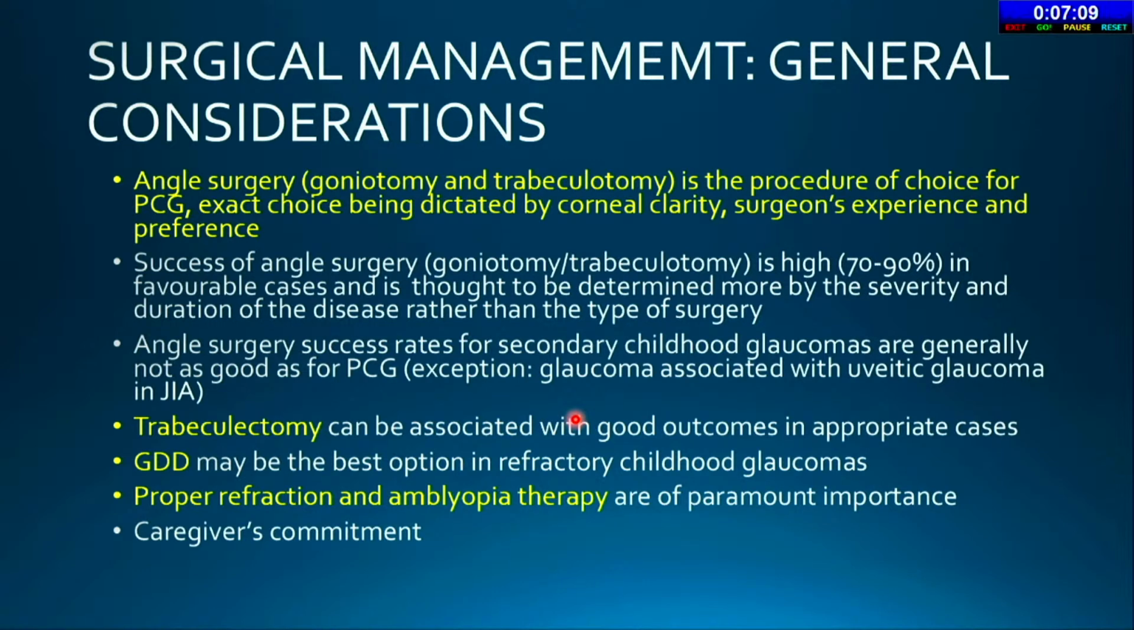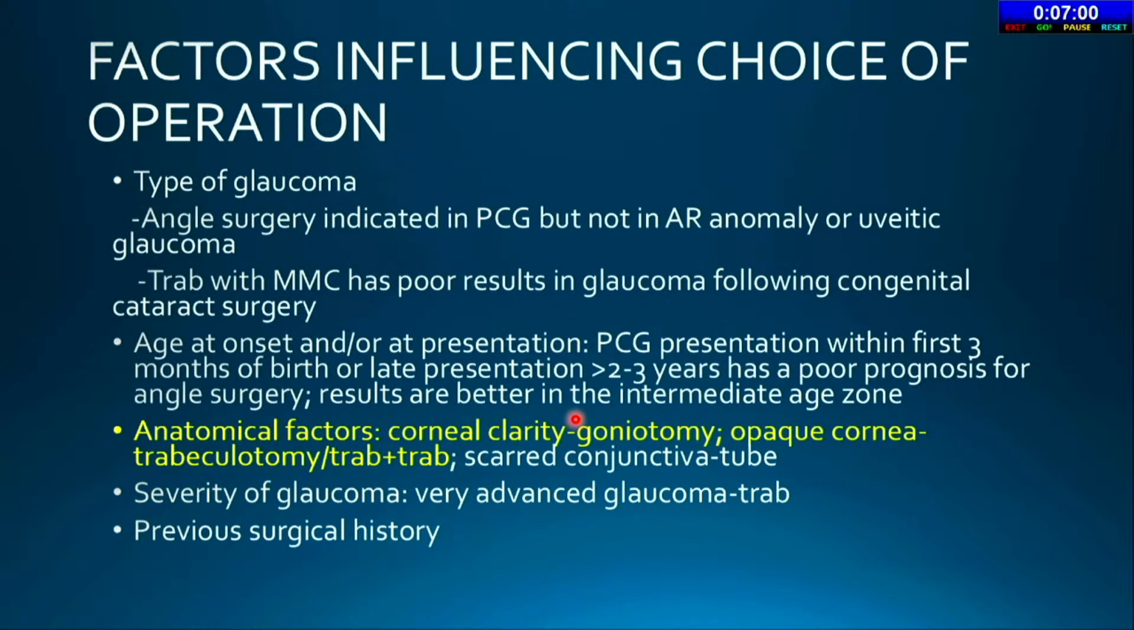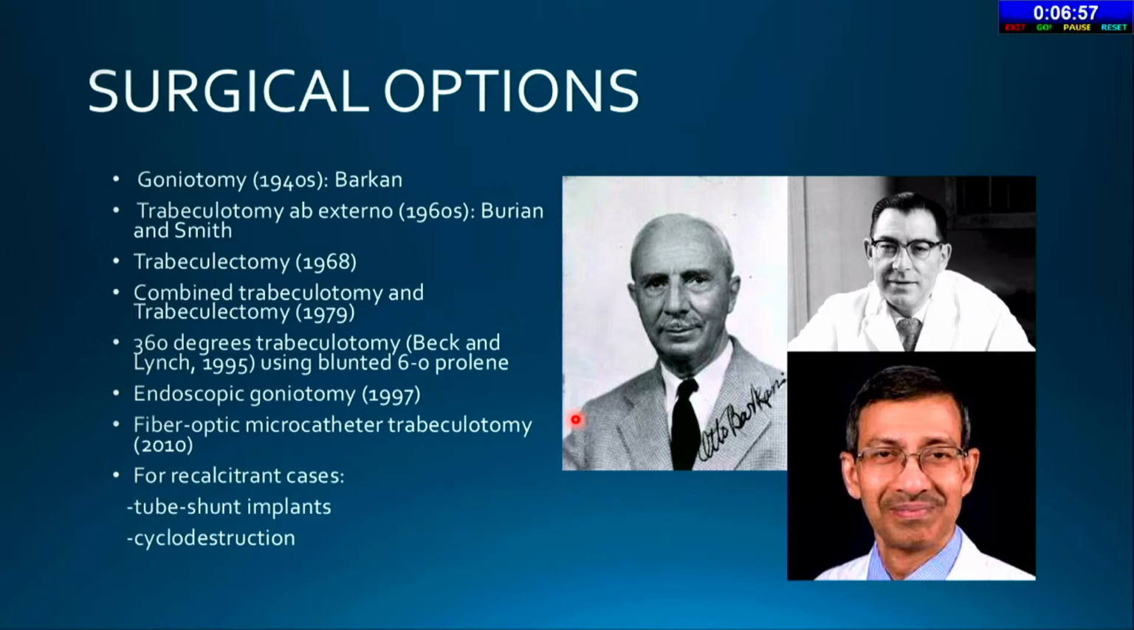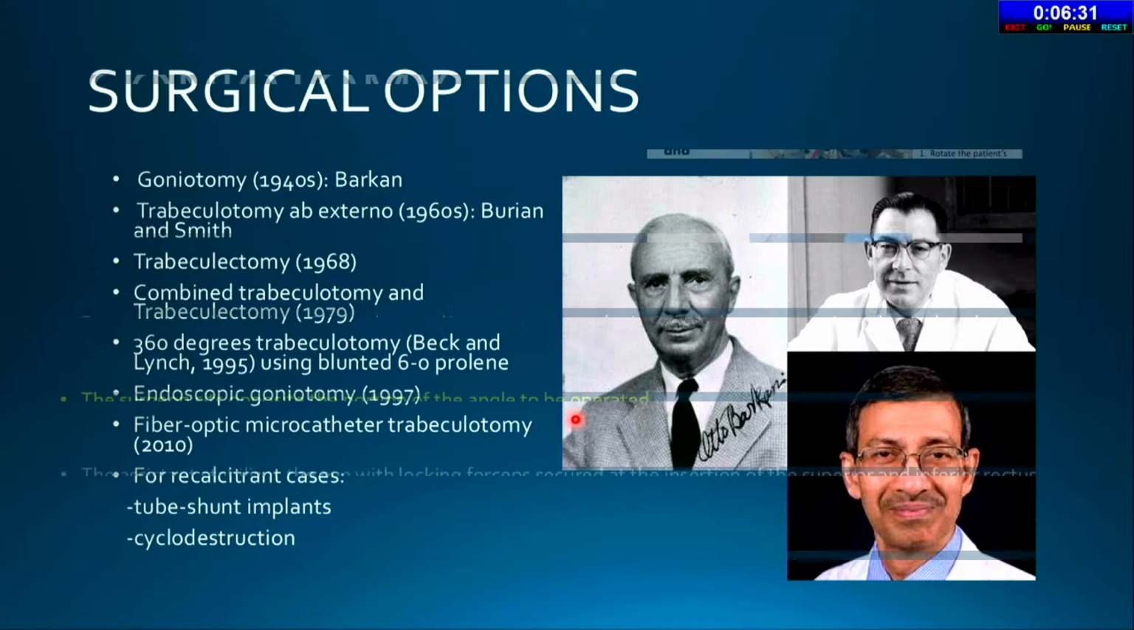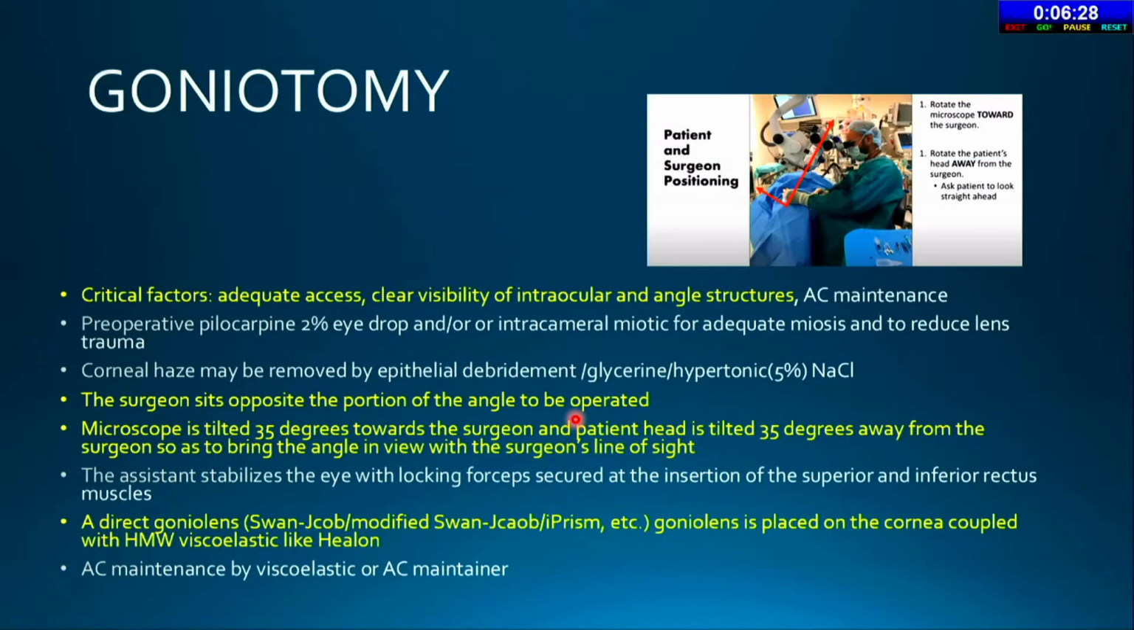If the cornea is clear, you can do goniotomy. If the cornea is not clear, like so many of the children that we see, then you have to do a trabeculotomy or a combined trabeculotomy and trabeculectomy. So these are the surgical options. Goniotomy was introduced by Barkan, trabeculotomy ab externo by Burian, then trabeculectomy introduced by Cairns. For combined trabeculotomy and trabeculectomy, the first report was published by Eugene Mollon, and it was popularized in India by Dr. N.N. Sood at RP Centre, and subsequently Dr. Anil Mandal at L V Prasad Eye Institute. And now we have 360-degree trabeculotomy, endoscopic goniotomy, and for recalcitrant cases, tube shunt implants and cyclodestruction.